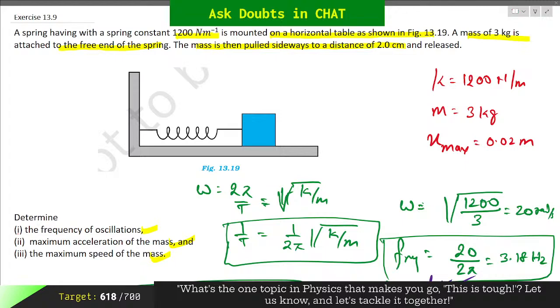So if we equate these two things, we will get the time period of the oscillation, or we can get the frequency. 1 by time period is the frequency, so frequency would be equal to 1 by 2 pi times root under k by m, where k is given, m is also given, and x max is also given. So for the calculation of frequency, we only need k and m. So we will substitute in this equation and we'll get the frequency.